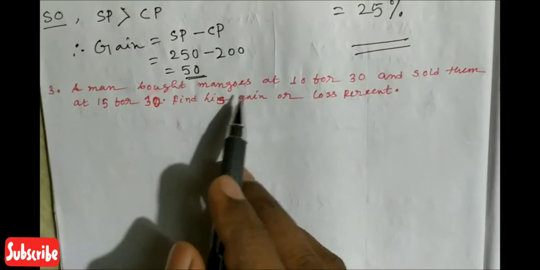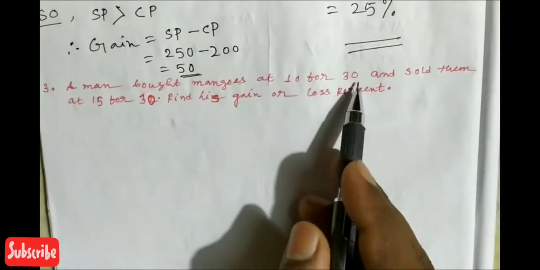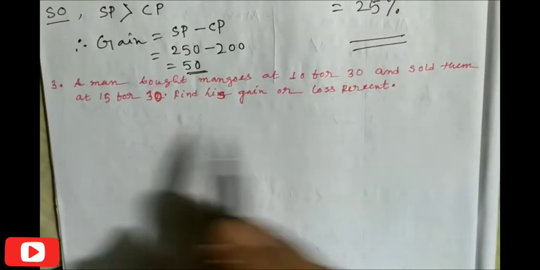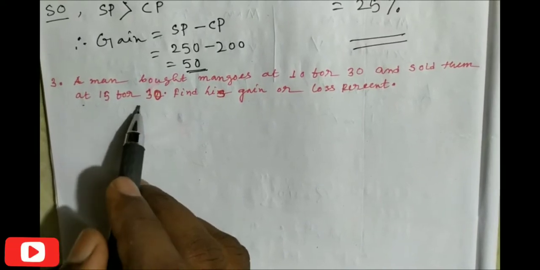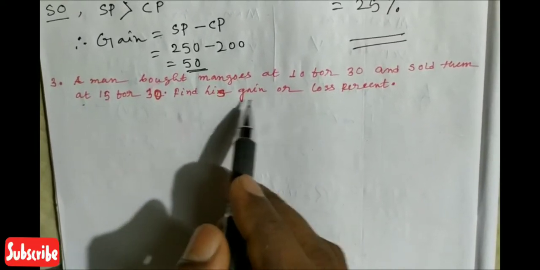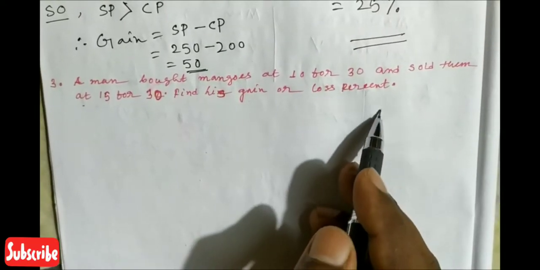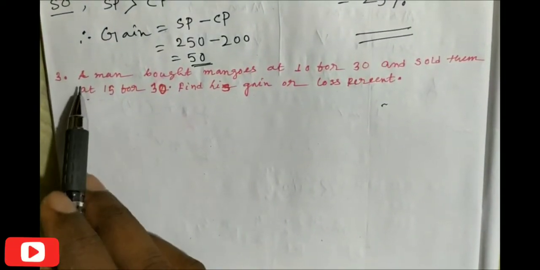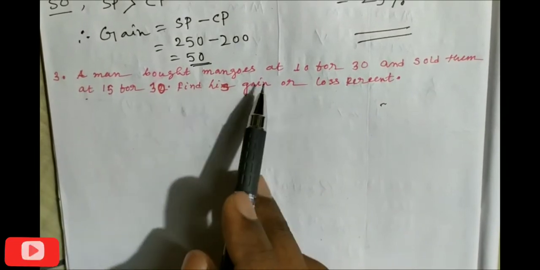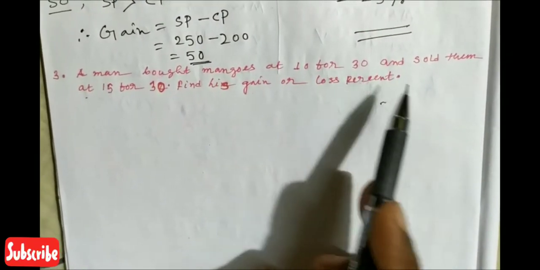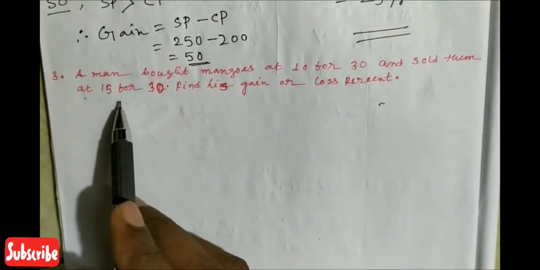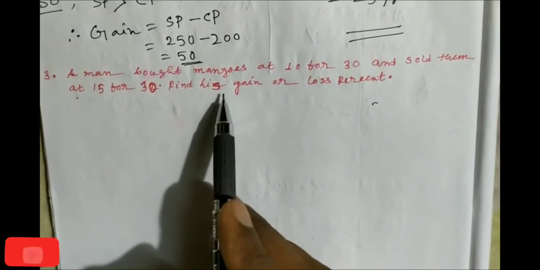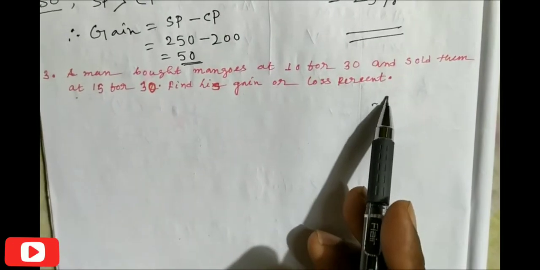A man bought mangoes at 10 for 30 and sold them at 15 for 30. Find his gain or loss percent. Once more: a man bought mangoes at 10 for 30 and sold them at 15 for 30. Find his gain or loss percent.